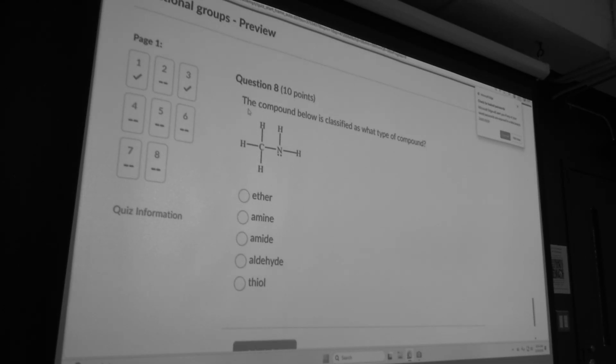What is this one? So that's an amine. Strategy-wise, if you see a nitrogen and there's not an oxygen nearby, then it's going to be an amine or an amide, and then you can go by whether it's primary or secondary or whatever.